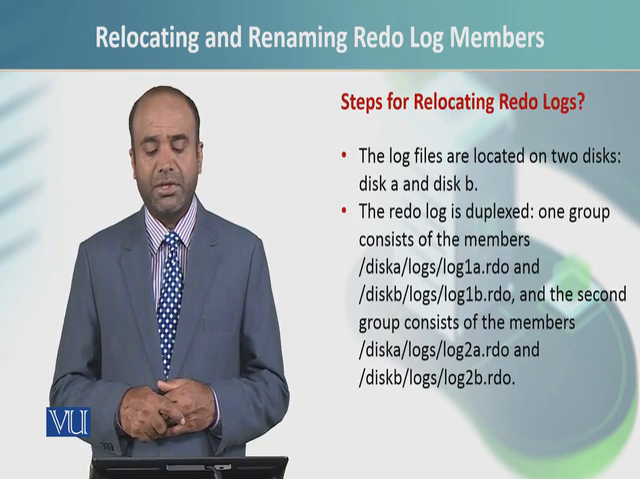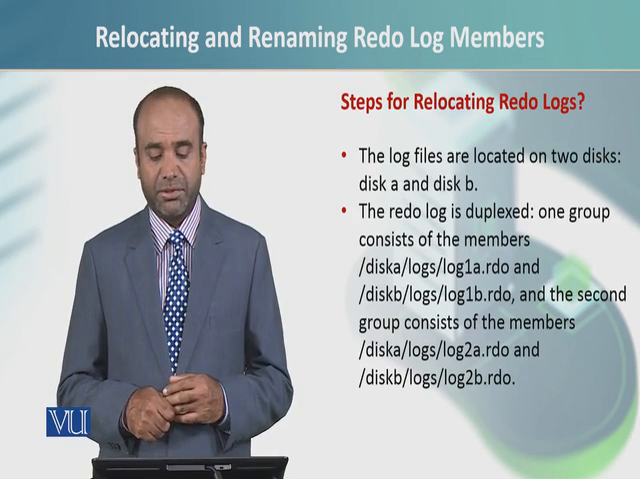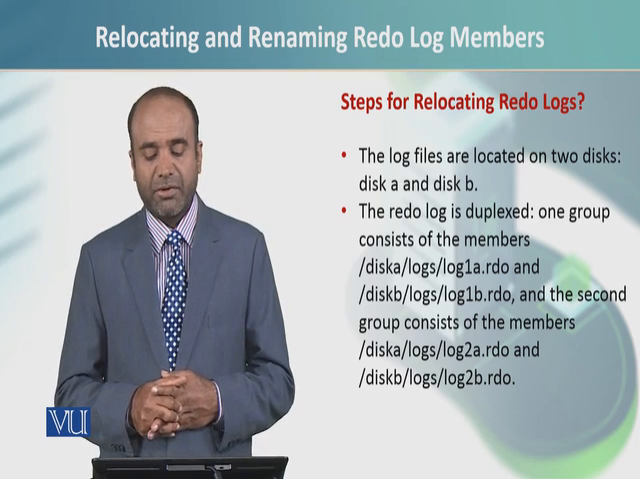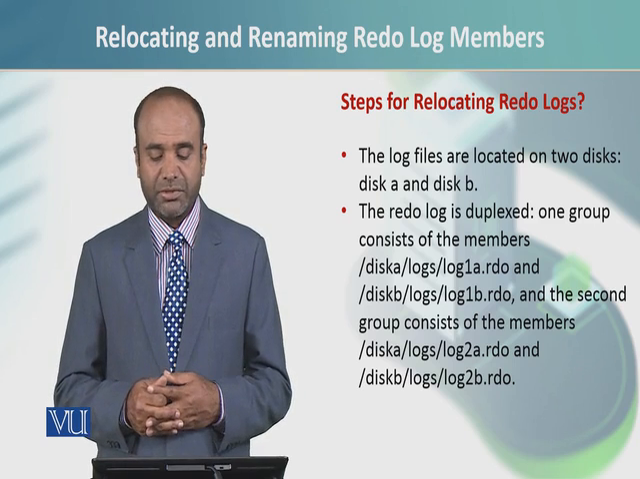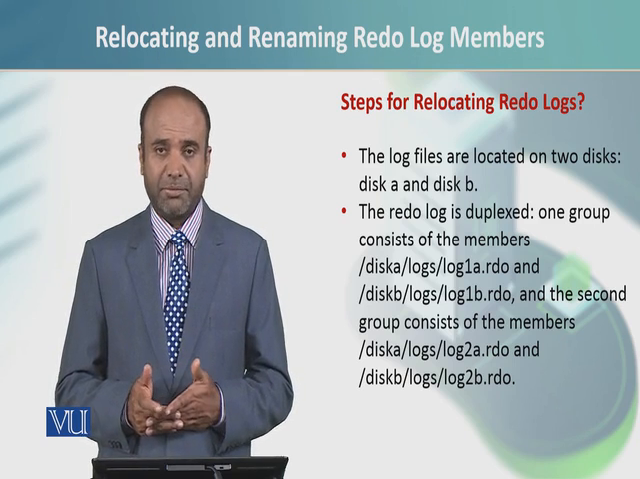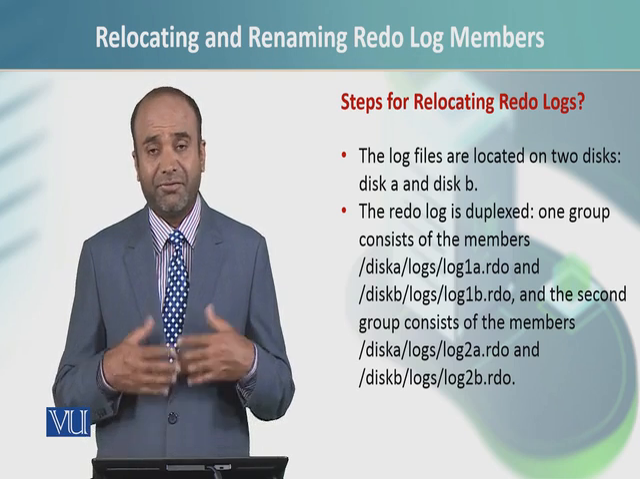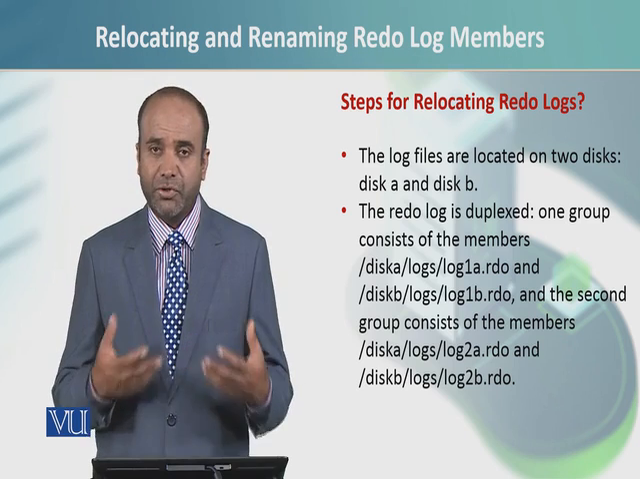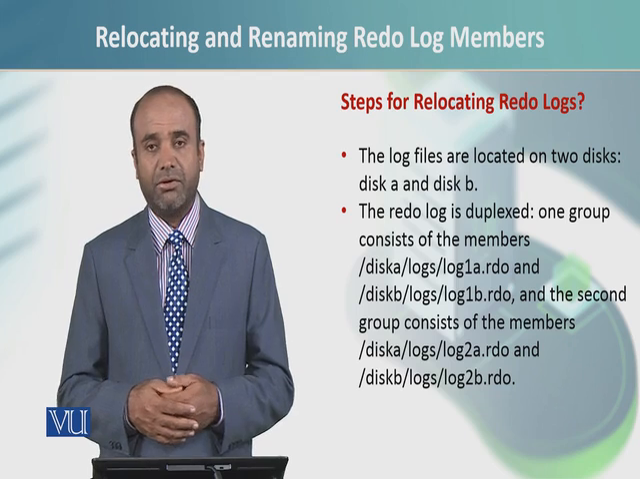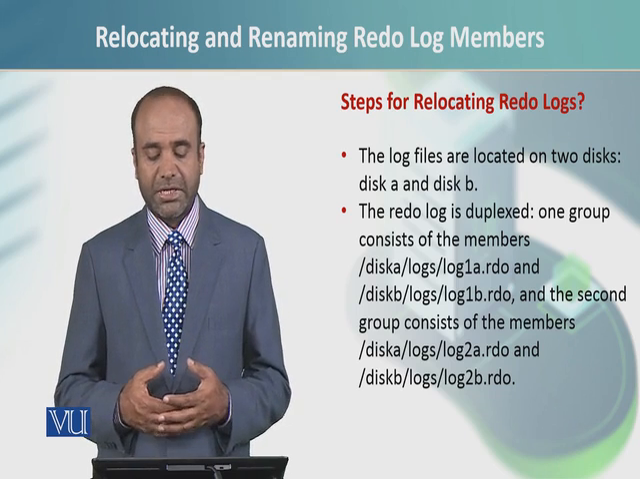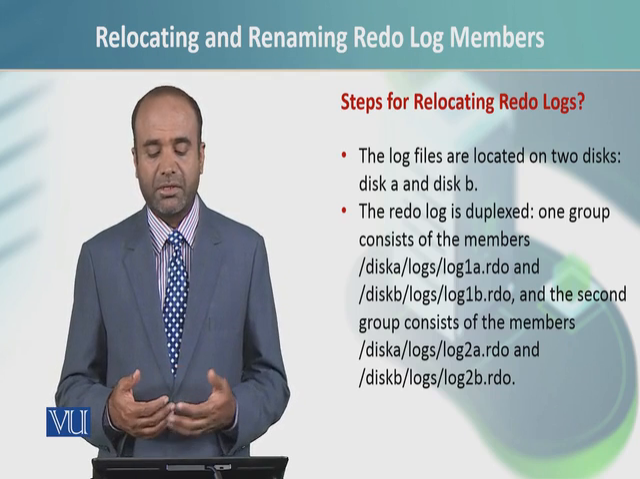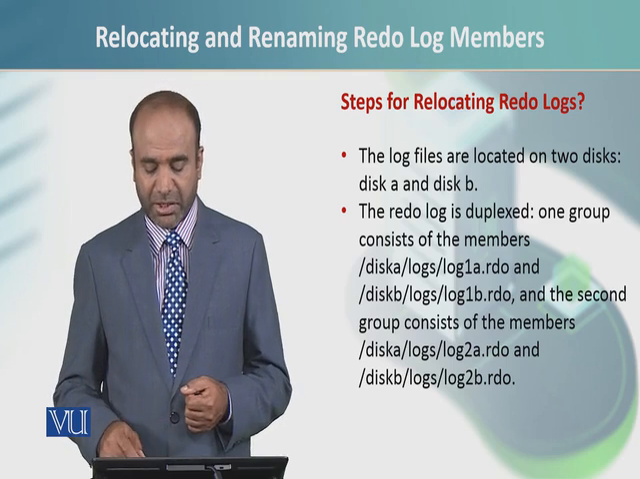Steps for relocating redo log files. Let's suppose the log files are located on two disks, disk A and disk B. The redo log file is duplexed, with one group consisting of members. Within these disk A and disk B partitions, or alternatively if you are using the Windows operating system, you will give your own path, and we can say log1a.rdo, log1b.rdo. The second group consists of log2a and log2b. This is how we can allocate and relocate these files.